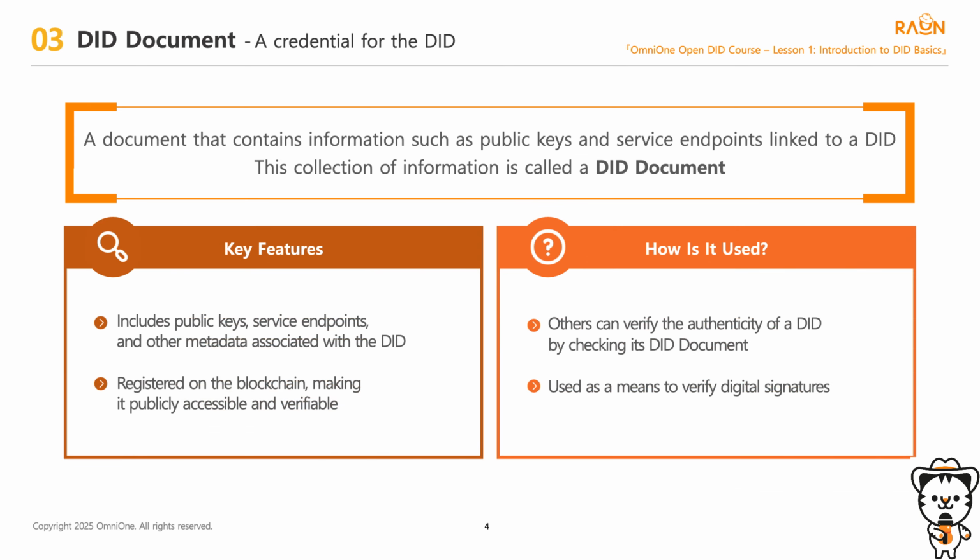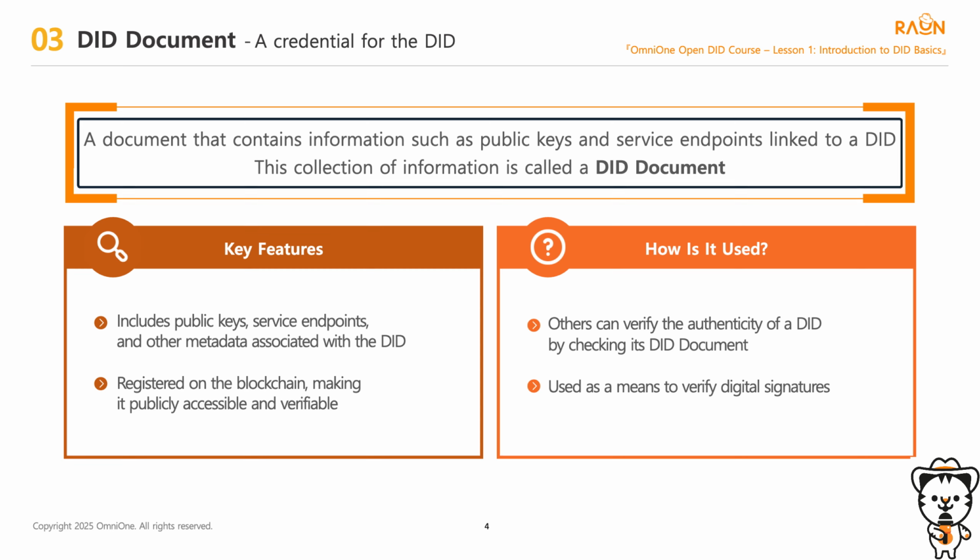Let's continue. Next, let's talk about the DID document. Put simply, this is like the certificate that proves your DID. It's a document that contains public key information and service endpoints related to your DID. DID operates based on public key cryptography. Let me briefly explain what that is.